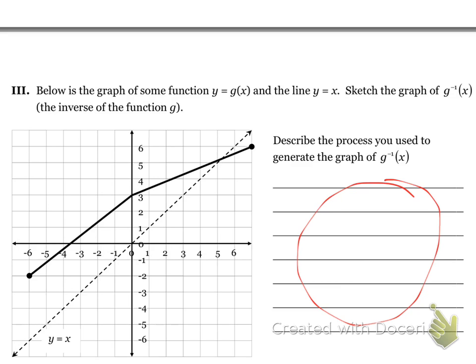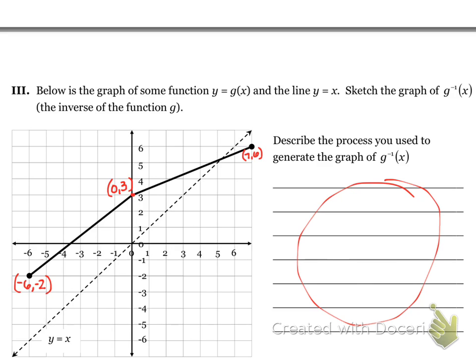I'm going to identify the coordinate points of all of these corners or endpoints, if you will. So over here, all the way on the left, this is -6, -2. At this corner up here, we have 0, 3. And then over here, all the way to the right, this endpoint is 7, 6.